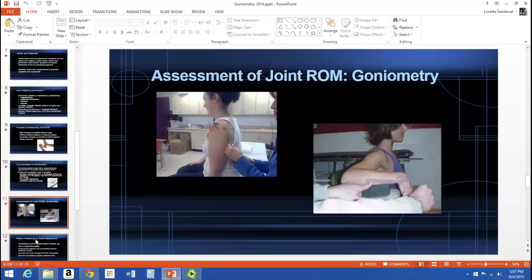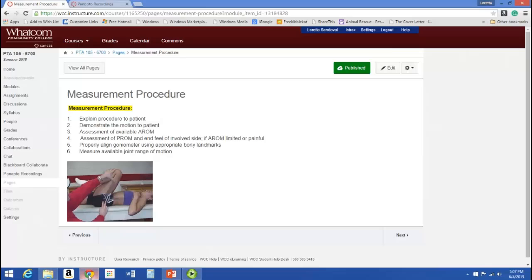Okay, so we're going to talk about the procedure for goniometry. So the measurement procedure that we're going to use consistently every time, and this is the procedure that I want you to practice. When we do the skills check in lab, this is the procedure that I want you to use. So the first thing you're going to do is explain the procedure to the patient. You're going to say, we're going to measure how much you can bend your knee. And you're going to demonstrate the motion to the patient. You're going to say, like this, and show them the knee bend, okay? Just make it clear so they know what you're trying to measure.